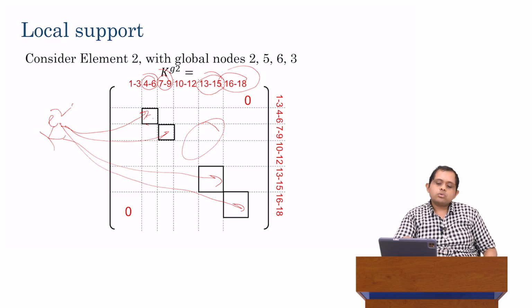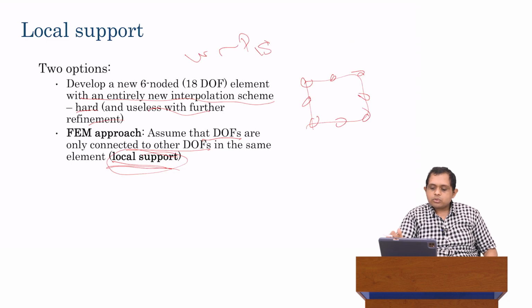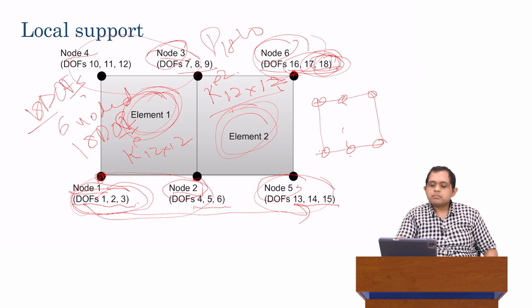So in element 2, degrees of freedom 4 to 6 are connected, and therefore you have this little block. Degrees of freedom 7 to 9 are connected. But in element 2, for example, degrees of freedom 13, 14, 15 are not connected to degrees of freedom 1, 2, and 3, because 1, 2, and 3 are not part of element 2.